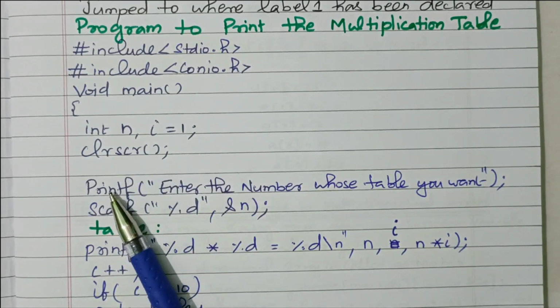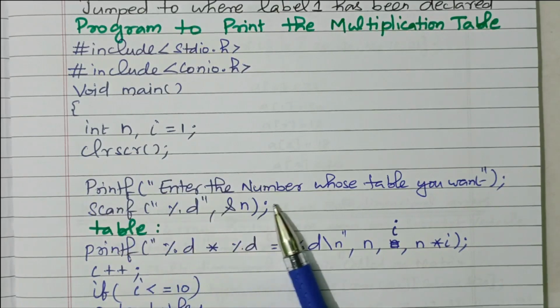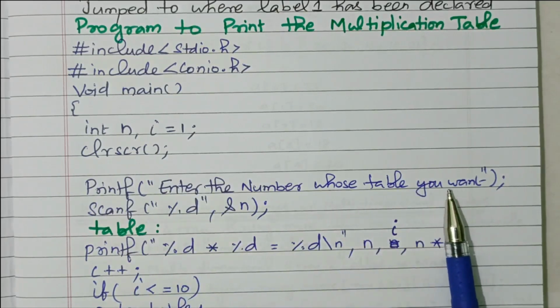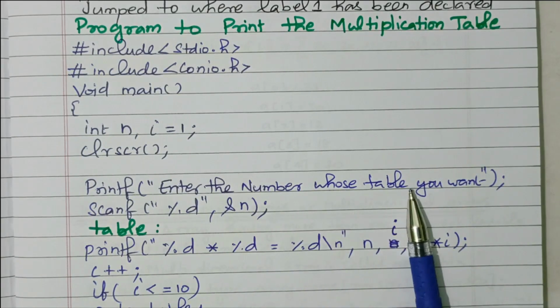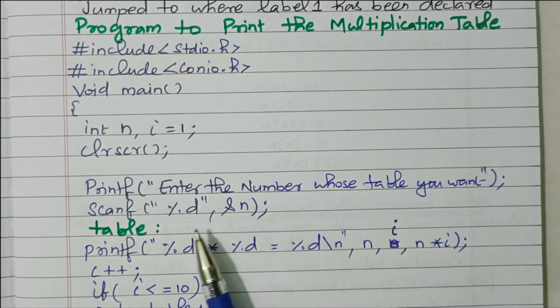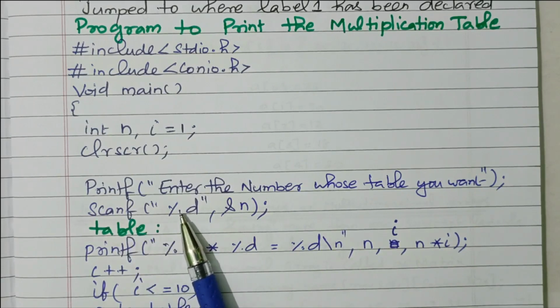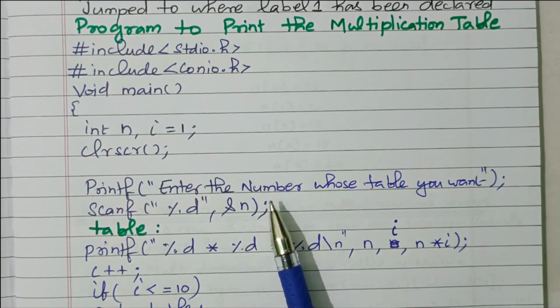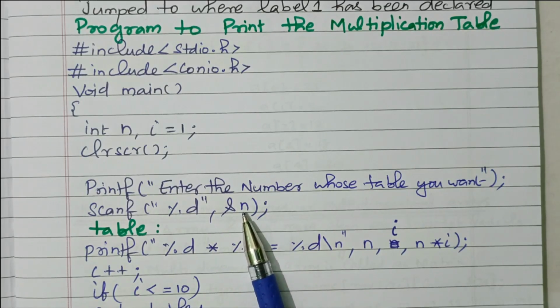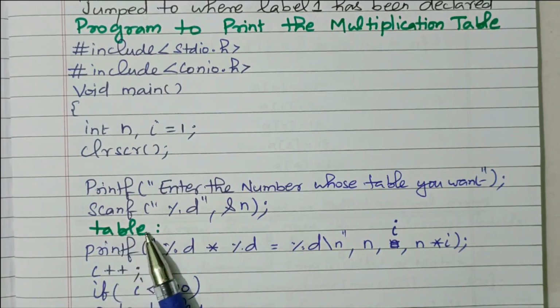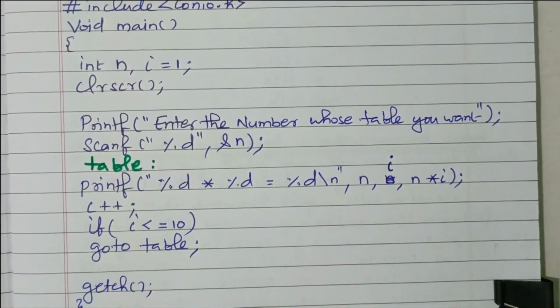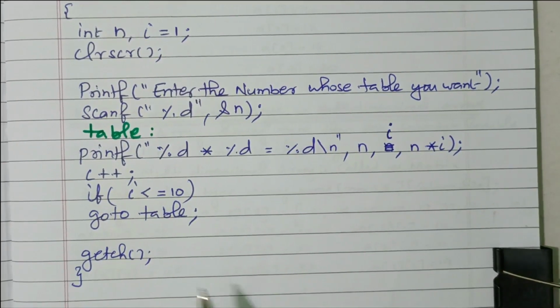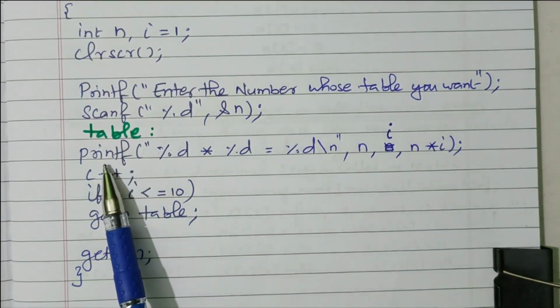Now we ask the user to enter the number whose table you want to print. For which number you want a table, we ask the user to enter. So scanf, %d and ampersand n, that is the address of n. After seeing this, the user will enter the number. That number is stored in n. Now we have the label. Table is the label. We have one label called table. So under this table what is available?